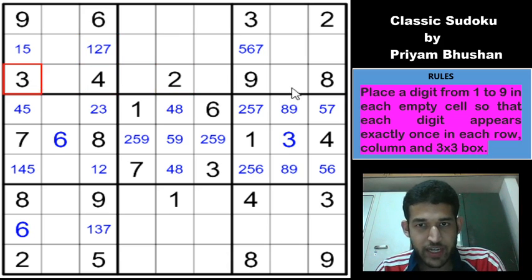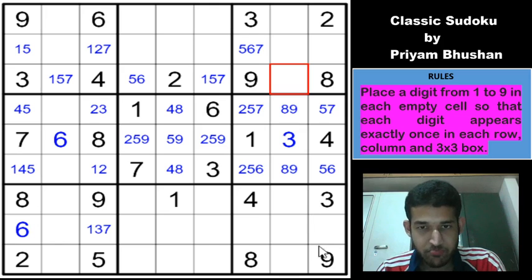2, 3, 4, 8 and 9. So remaining digits are 1, 5, 6 and 7. Can't be 1 or 7, so 5, 6. This will be 1, 5, 7. And this can't be a 6, so this is again 1, 5, 7. And this must be 1, 5, 6 and 7. So are we getting anything here?